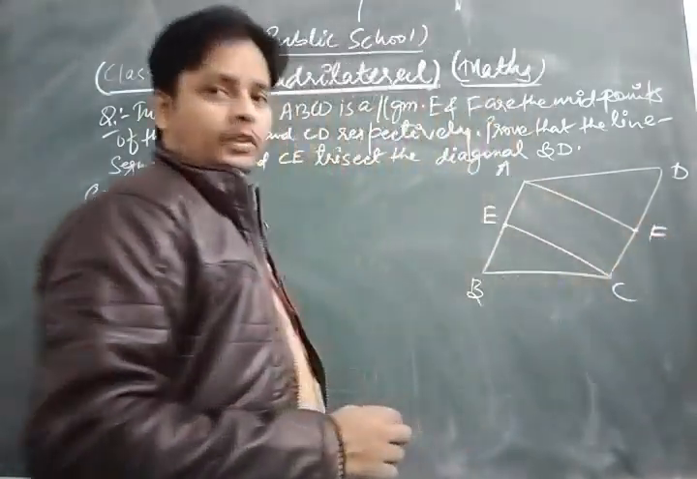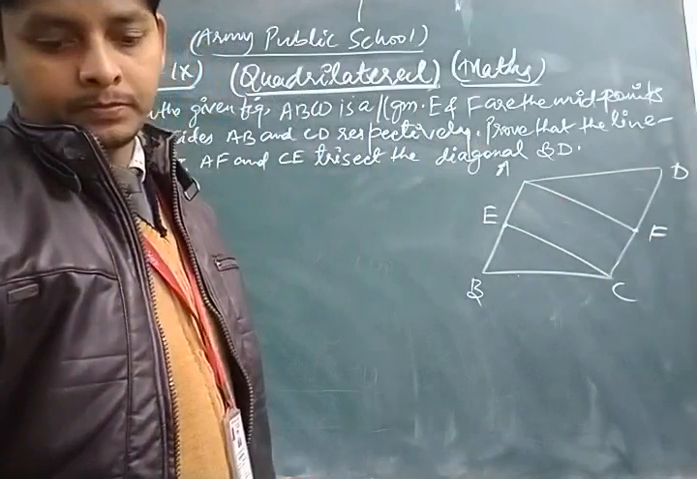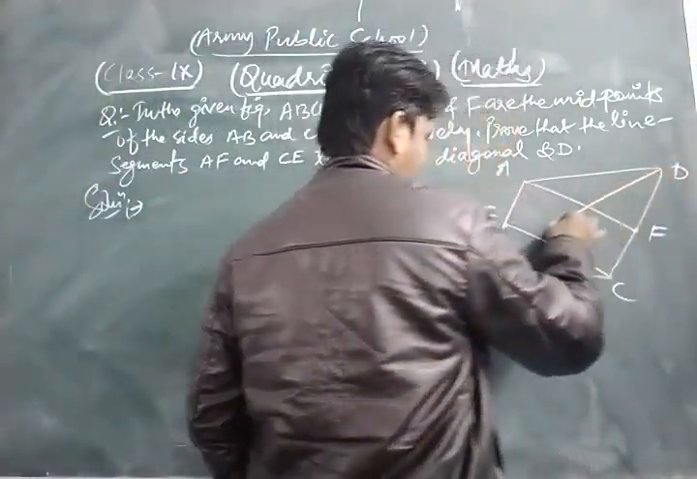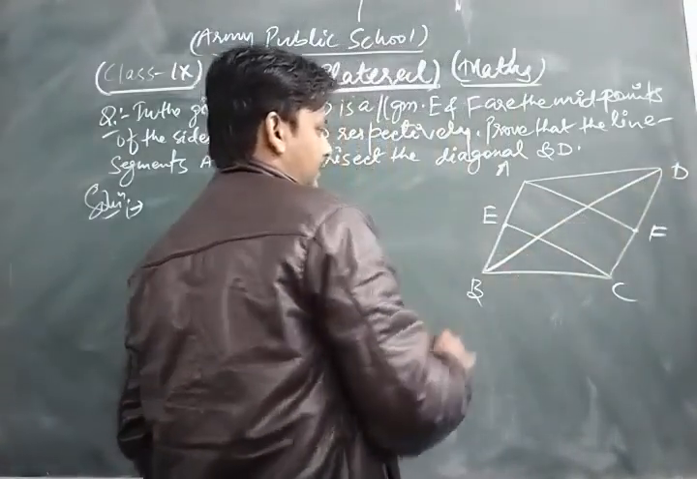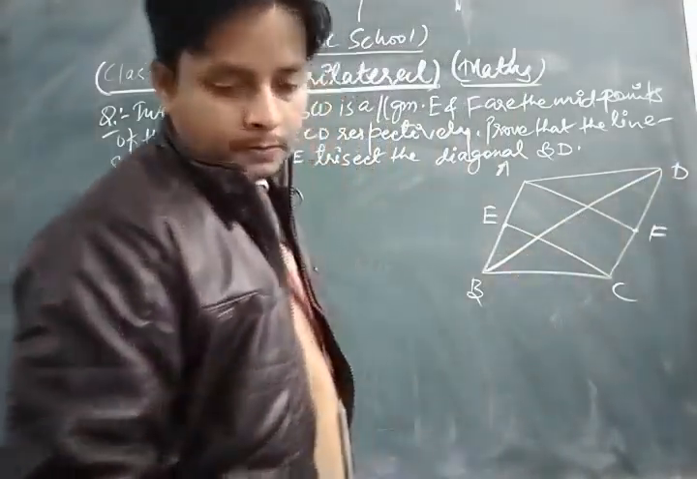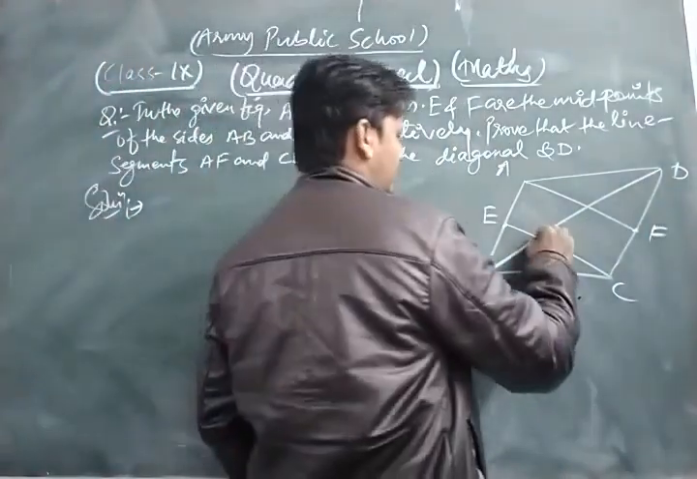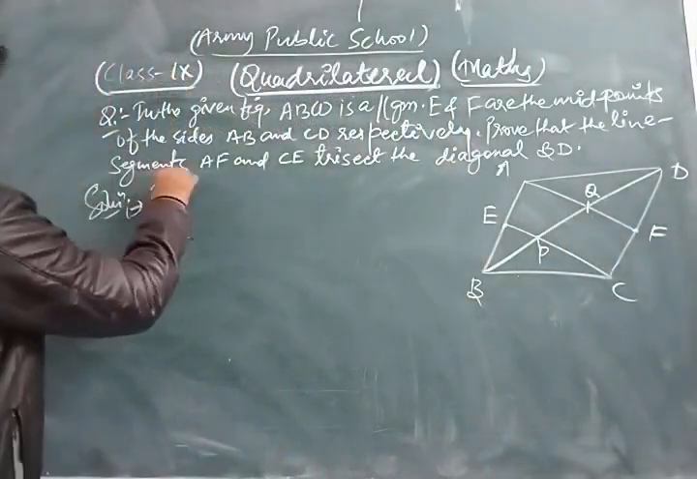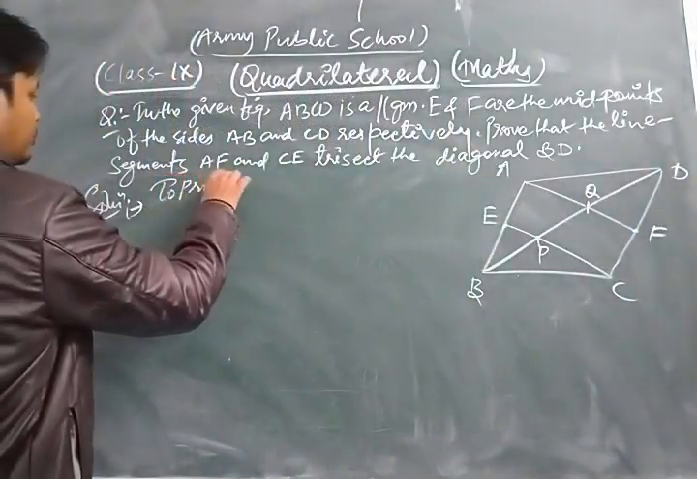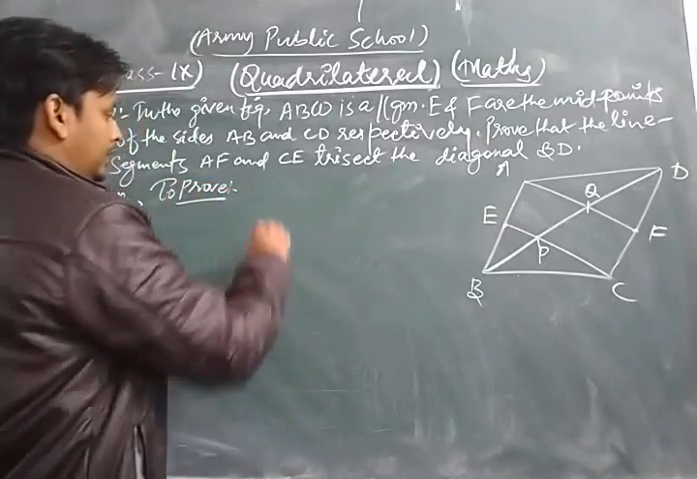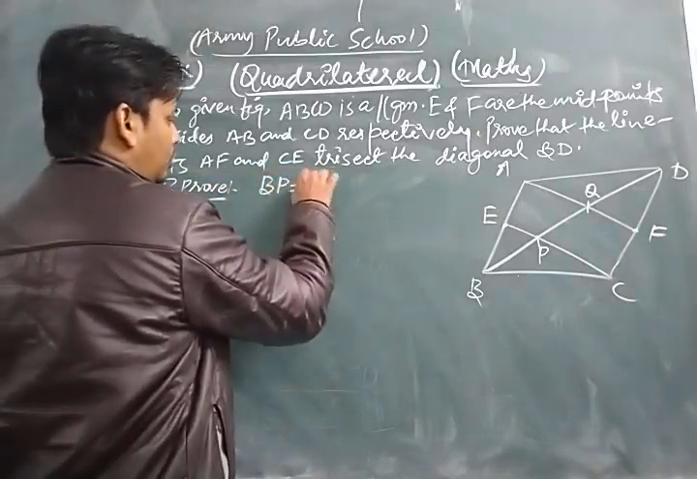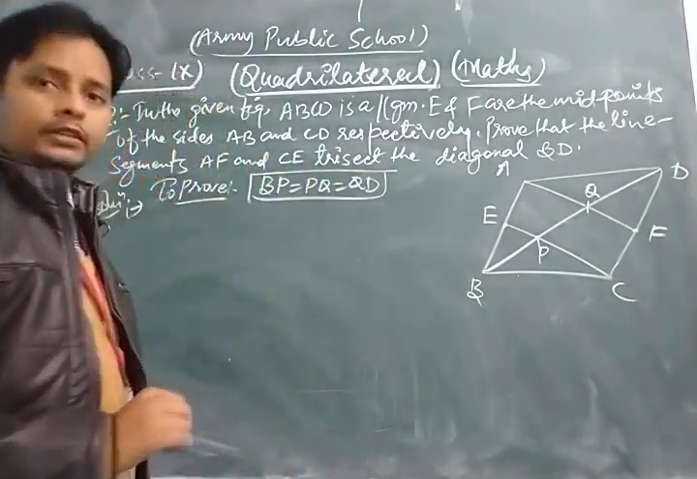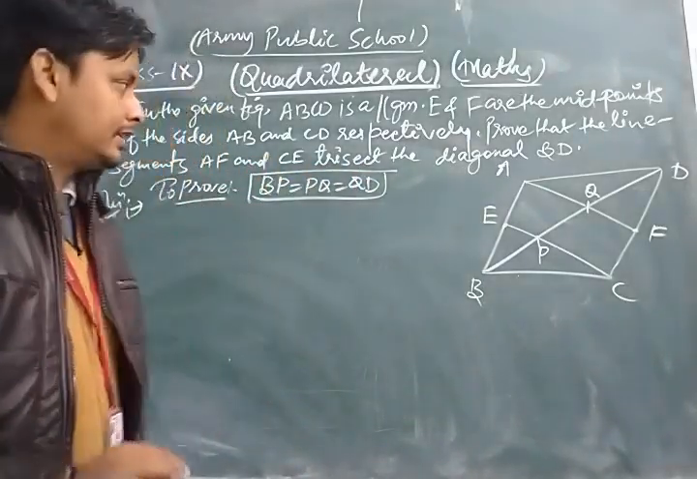trisect the diagonal BD at the points P and Q. This is P, this is Q. To prove this, we have to show that trisect means BP is equal to PQ is equal to QD. We have to show that result. Now let's see its solution.